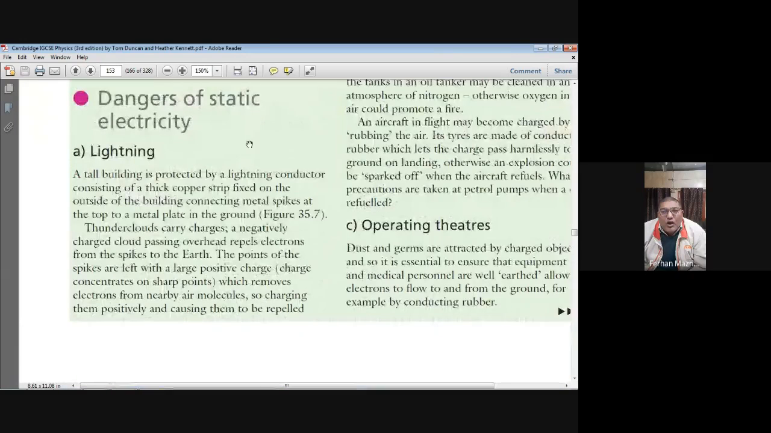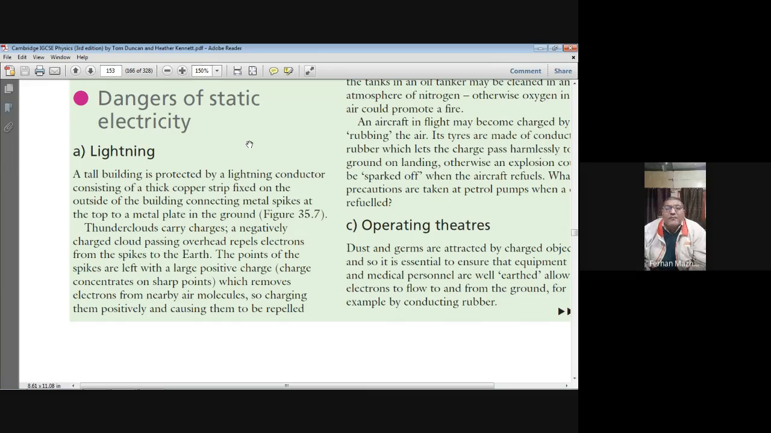A tall building is protected by a lightning conductor consisting of a thick copper strip fixed on the outside of the building, connecting metal spikes at the top to a metal plate in the ground, which is shown in figure 3.7, which we were looking at before. Thunder clouds carry charges. A negatively charged cloud passing overhead repels electrons from the spikes to the earth. The points of the spike are left with a large positive charge.